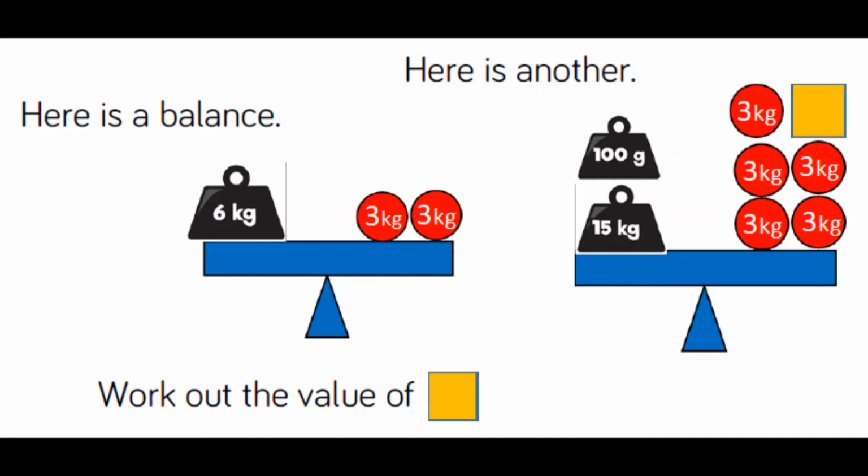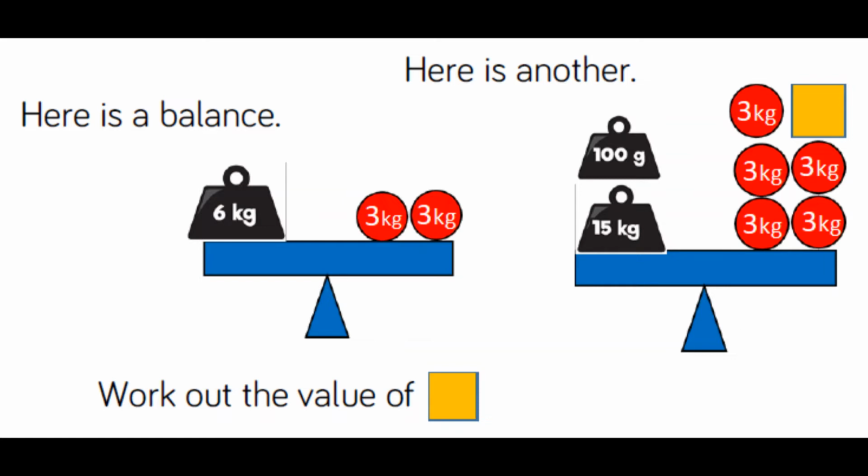Now we can work out the value of the yellow square. Now the black weights on the left have changed on this set of scales. So what have we got now? We've got 15 kilograms and we've got 100 kilograms. So they're both together, and that is making the scales balance with what is on the right-hand side. Obviously we needed heavier black weights, because we've got more on the right-hand side.